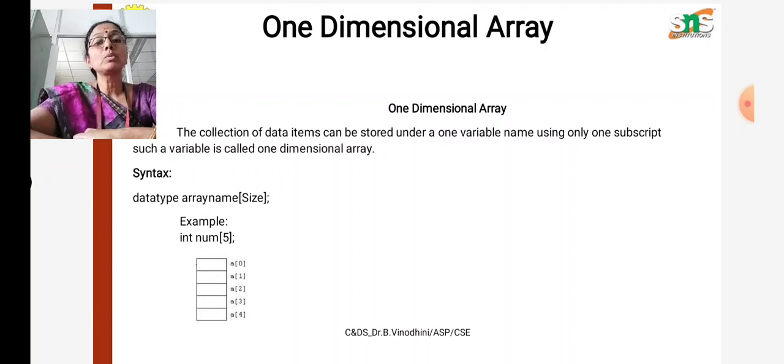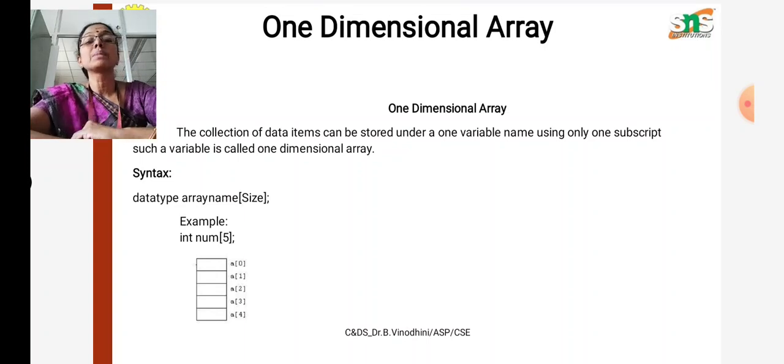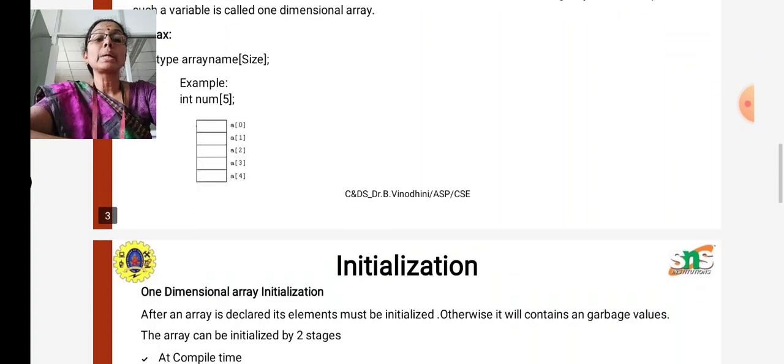For example, if you are using a 32-bit processor, the integer size is 2 bytes. Consider that the address of the starting index is 1000, then the next index 1 is stored at 1002, then 1004, 1006 and 1008. So this is the continuous memory allocation in the implementation. So that is the one dimensional array.